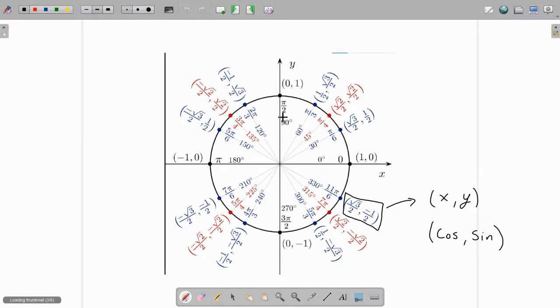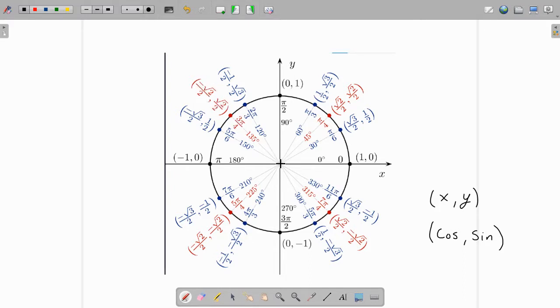Let's go back. I'm going to erase what I did over here. Okay, so 3 pi over 4. Let's find 3 pi over 4. Where is it? Okay, here it is. It's the red. So this is your point that you need: negative radical 2 over 2, comma radical 2 over 2. So we found 3 pi over 4, and this is the terminal point.